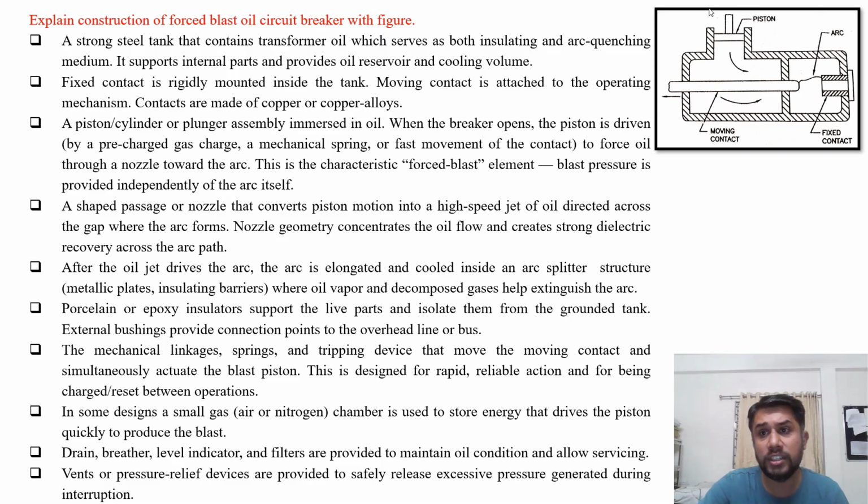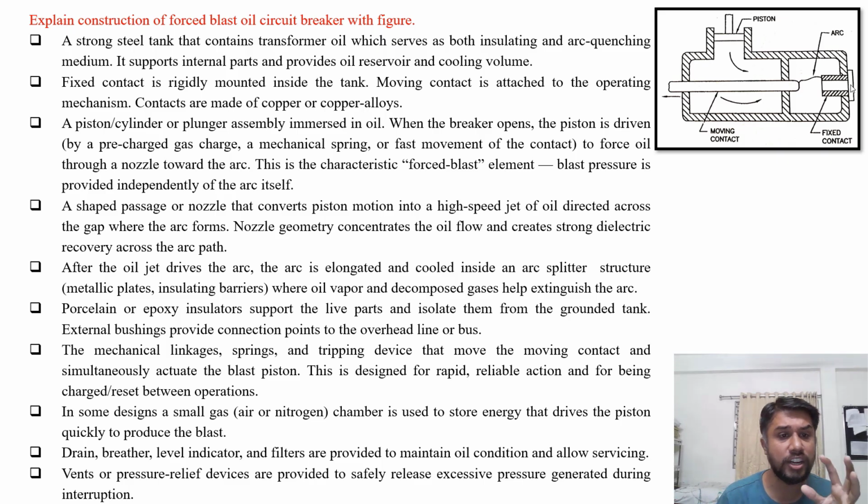This piston moves in downward direction. These are interlinked together. This moving contact separates out and this piston goes downward. So oil flows in this direction towards the arc. A shaped passage or nozzle converts piston motion into a high-speed jet of oil directed across the gap where the arc forms. Nozzle geometry contracts the oil flow and creates strong dielectric strength or recovery across the arc path.